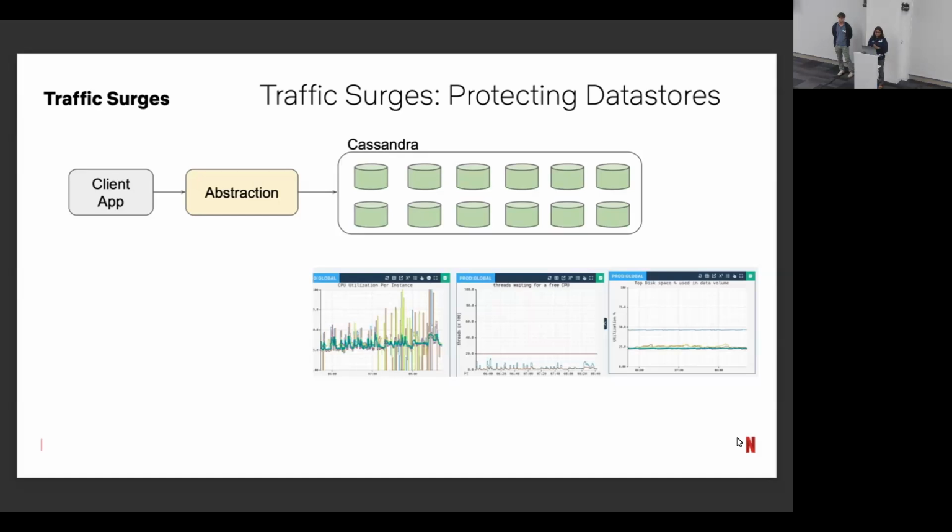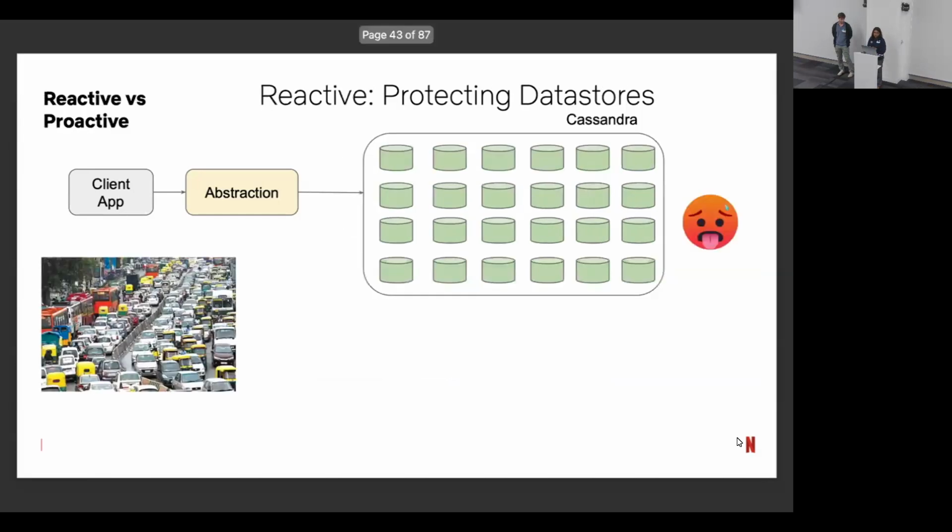You can see some pictures there about CPU and disk utilization metrics. When there's a lot of traffic, you see CPU utilization being high. When disk gets hot, we see a trouble state of Cassandra. CPU is also struggling. When that happens, how do you protect your database is all we are going to talk about.